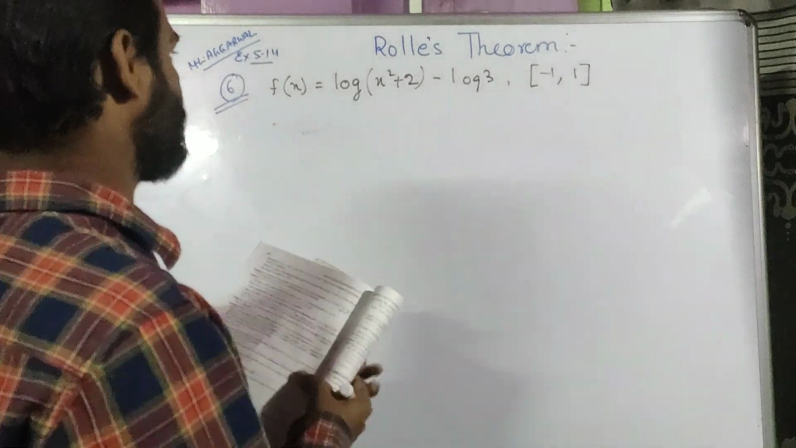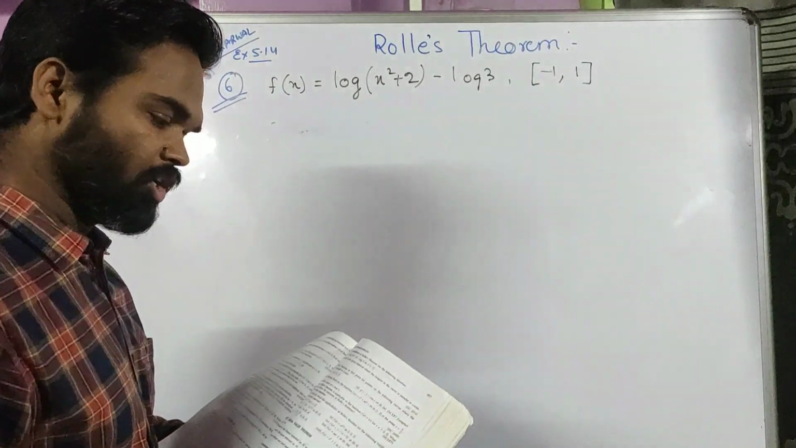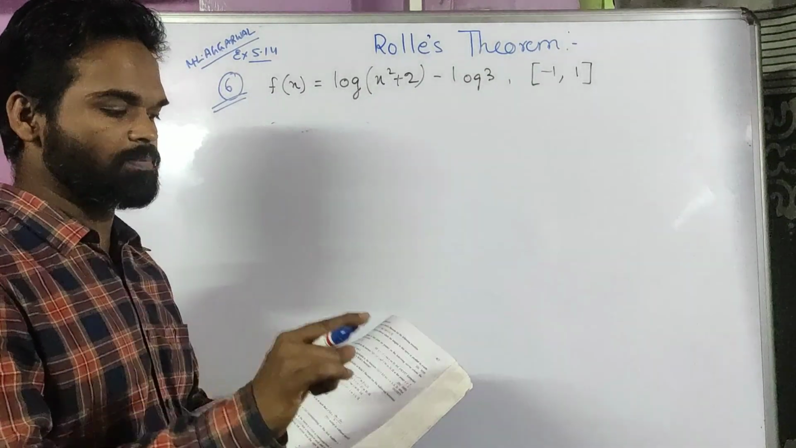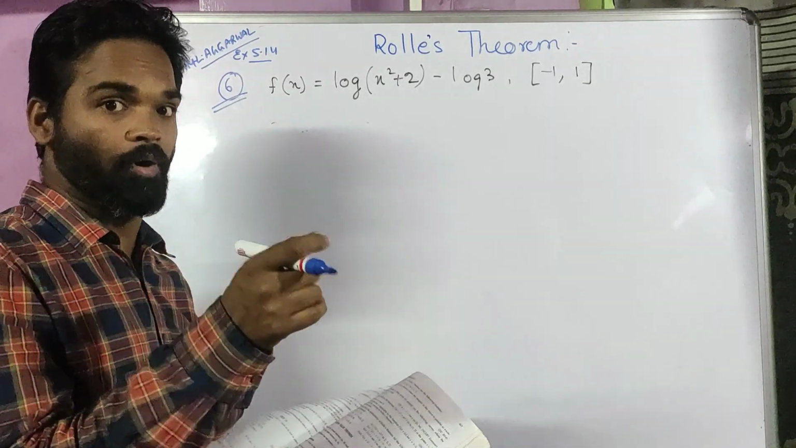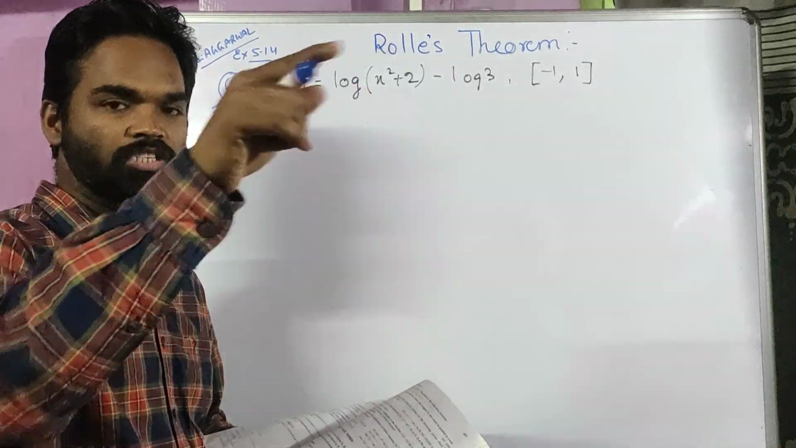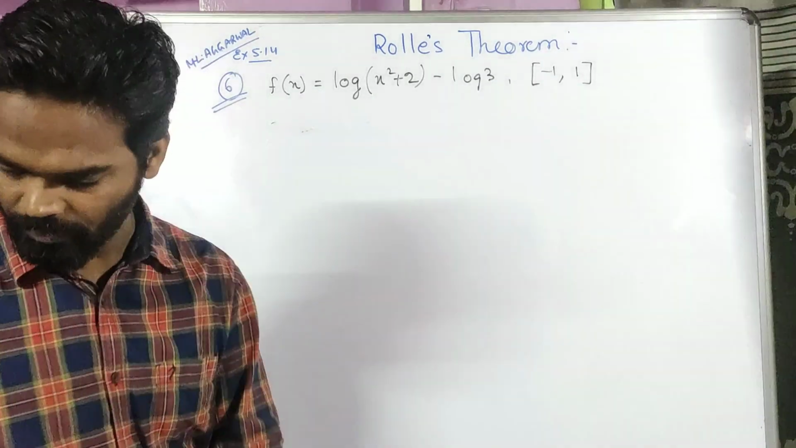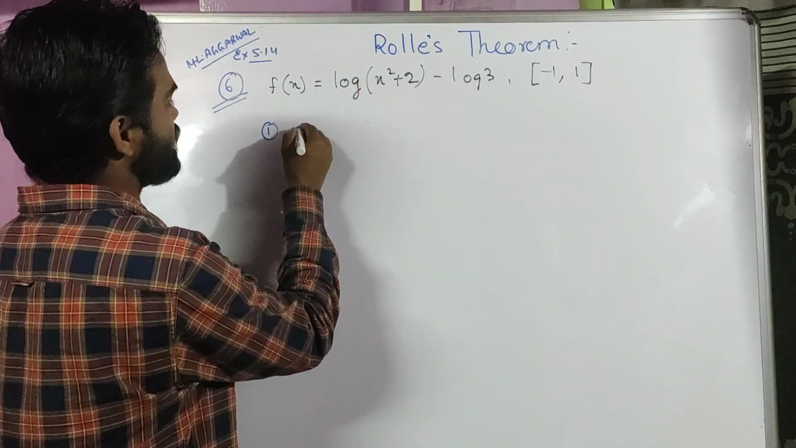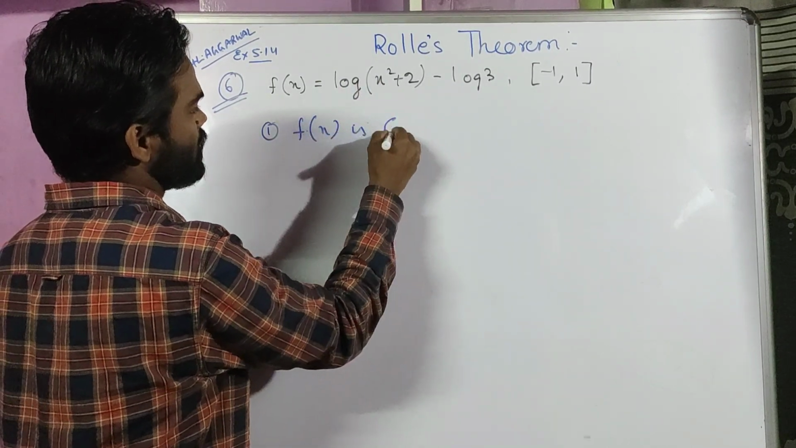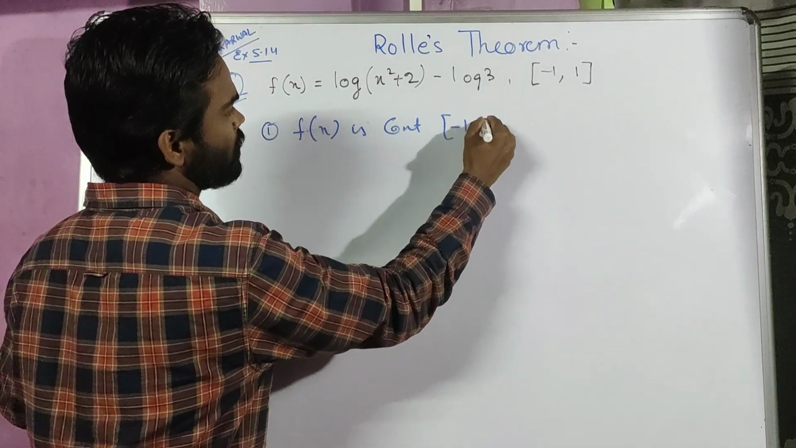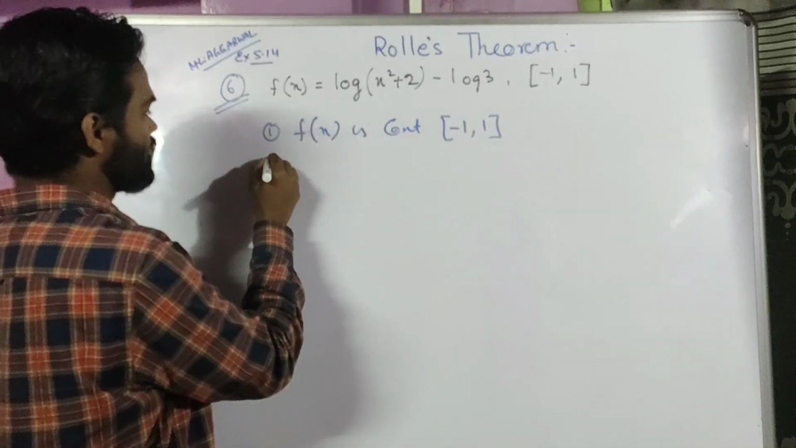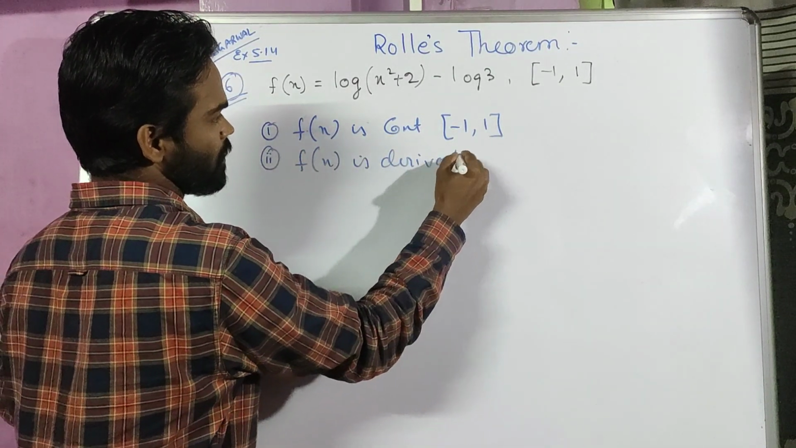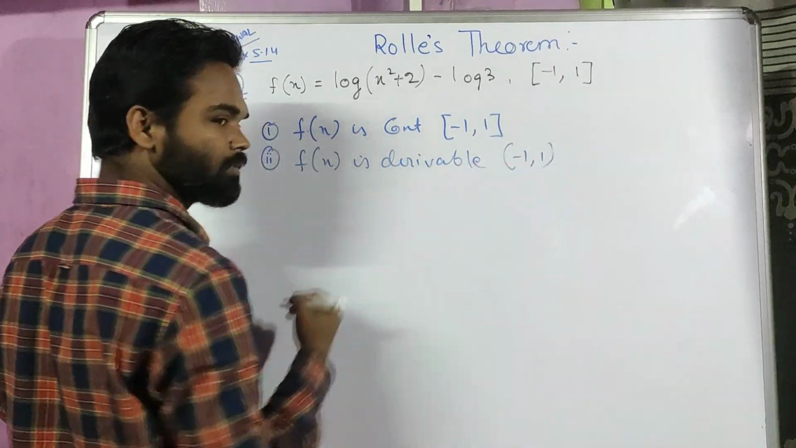Now look at this sum. They have told to verify the conditions of Rolle's theorem and find a point in the given interval where the tangent to the curve is parallel to the x-axis, which means we need the value of x as well as y where the tangent is parallel to the x-axis. Okay. Now look, first point, since it is a log function, we can directly say that f(x) is continuous in the closed interval. We don't need to prove that, okay? Second point, again f(x) is derivable in the open interval.